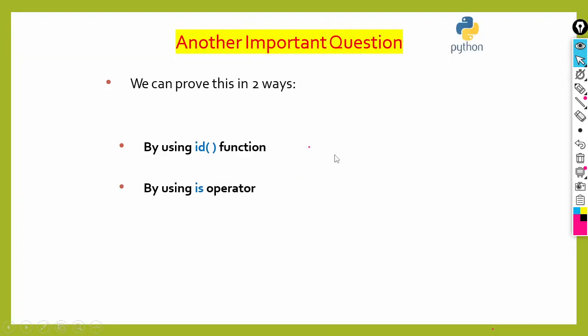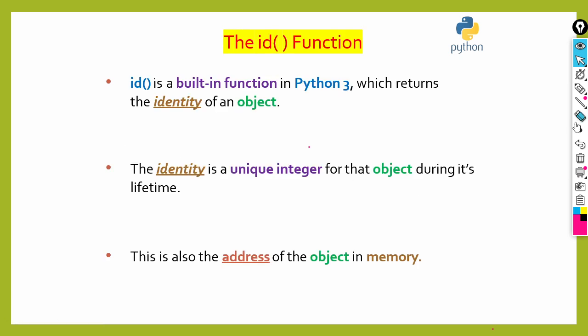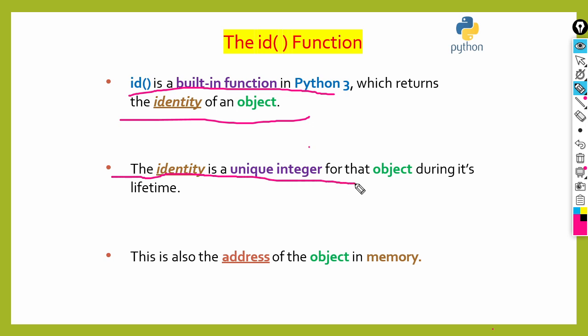Okay, this is what I did with the proof. By using id you can track that thing. id is a built-in function in Python 3 which returns the identity of an object. Identity means the address of an object in memory. The identity is a unique integer for that object during its lifetime.